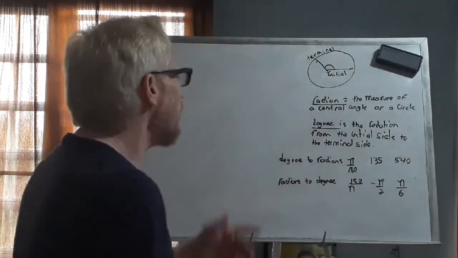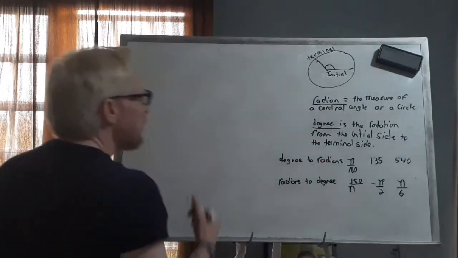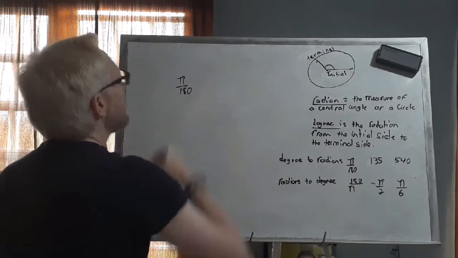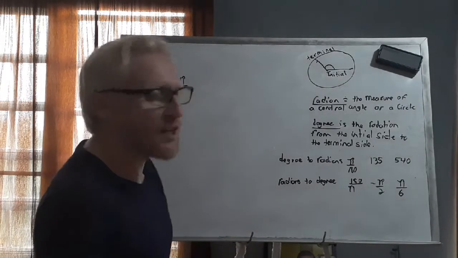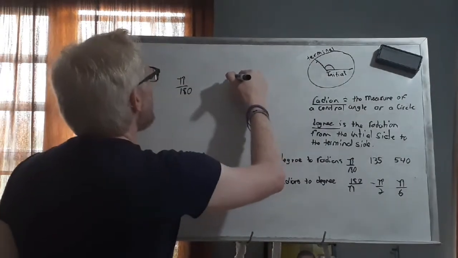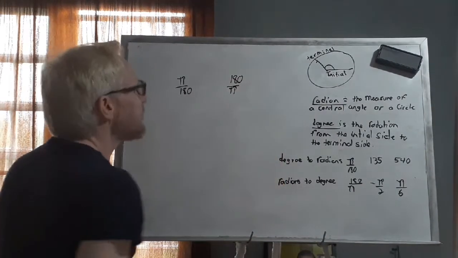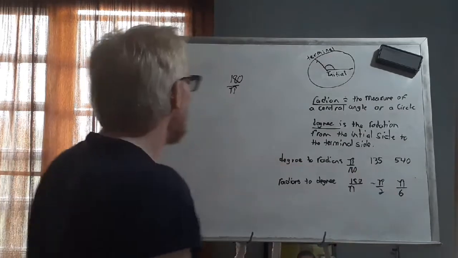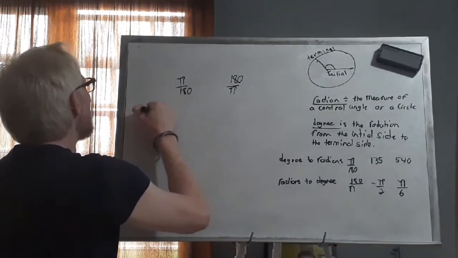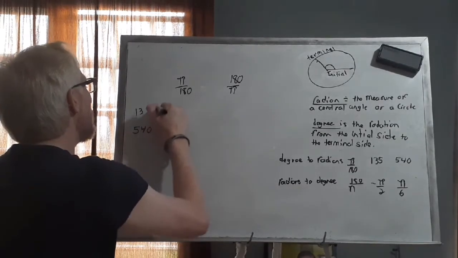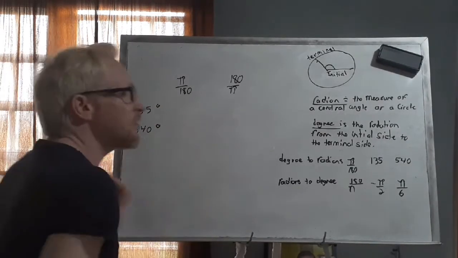Now, if I want to go from a degree to a radian, the formula is pi over 180. And if I want to go from a radian to degrees, it's basically the same formula but upside down, 180 over pi. Now I have some examples here. We have 135 degrees and 540 degrees. What I want to do with 540 degrees and 135 degrees is turn them into radians.